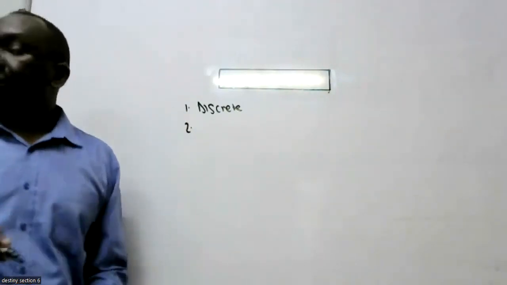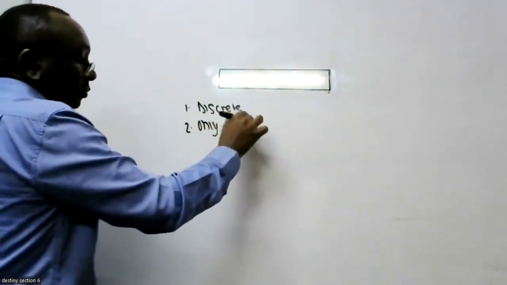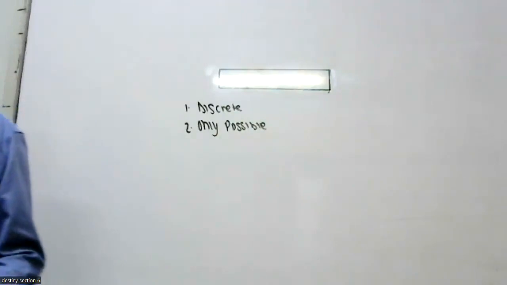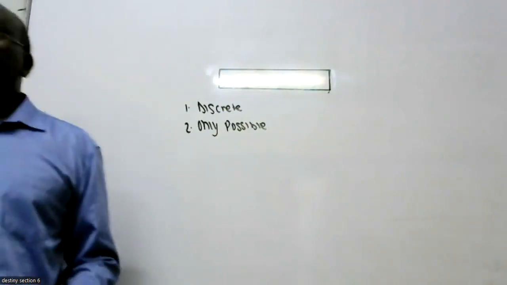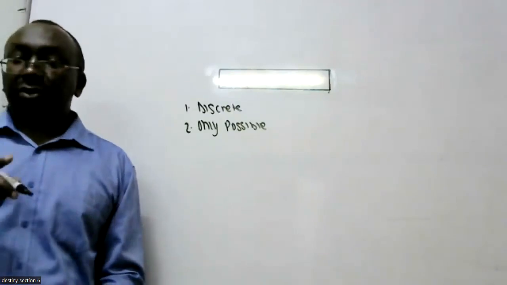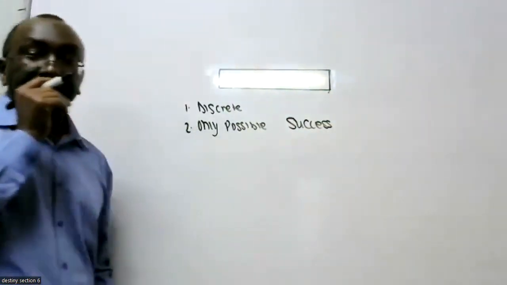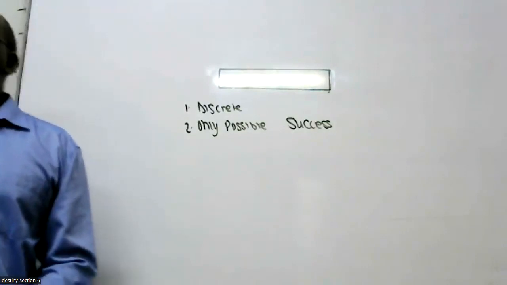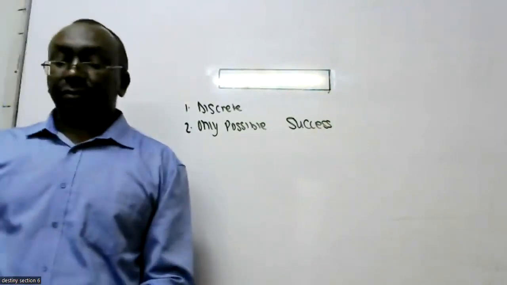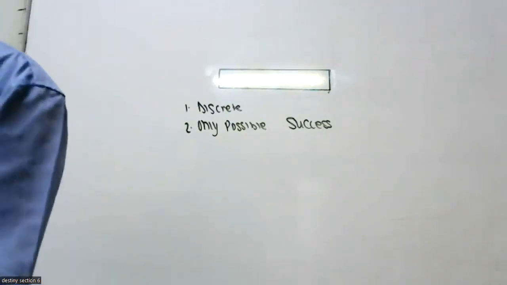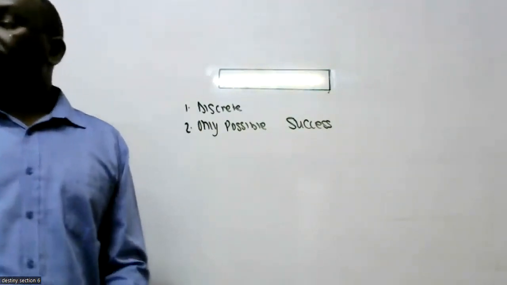Number two, the experiment has only two possible outcomes. Full stop, but still on the same point, the desired outcome is called success, while the other outcome is called failure.